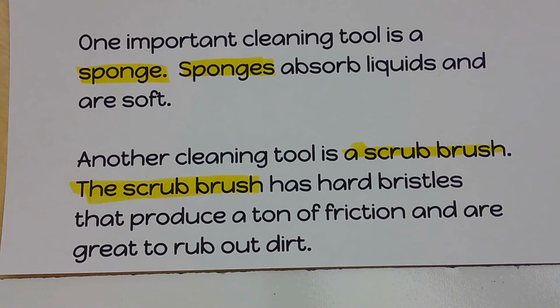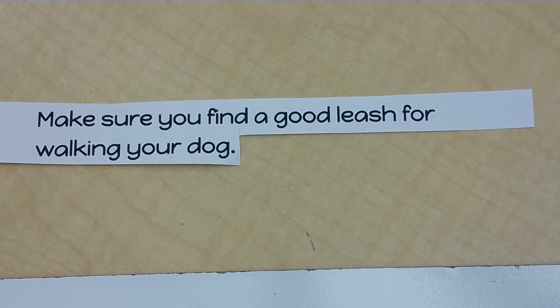Now it's your turn. I'm going to show you a sentence. Please get out your whiteboard and a marker, and you're going to write a twin sentence that goes along with it. I'm going to pause the video right now so you have a chance to grab that whiteboard and marker. Here's your sentence. Make sure you find a good leash for walking your dog.